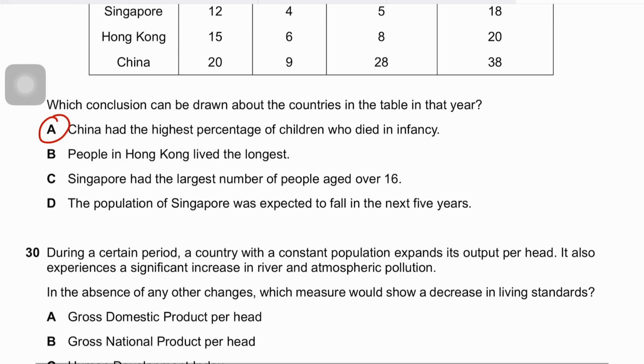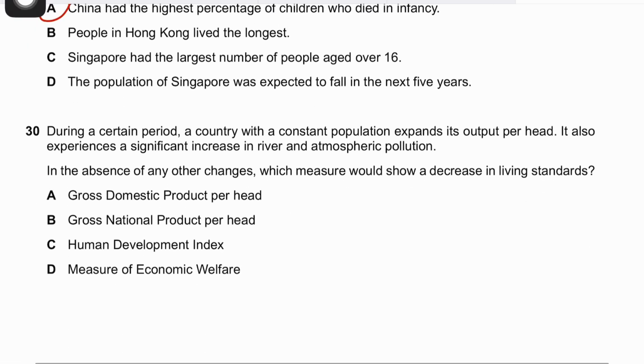Okay guys, the last question, 30, says during a certain period, a country with a constant population expands its output per head. It also experiences a significant increase in river and atmospheric pollution. In the absence of any other changes, which measure would show a decrease in living standards?